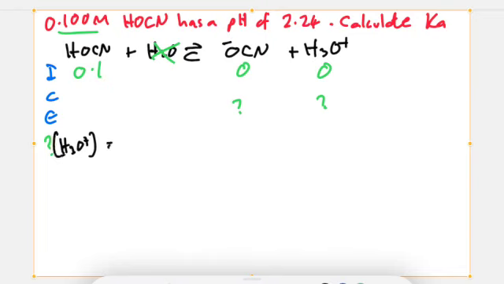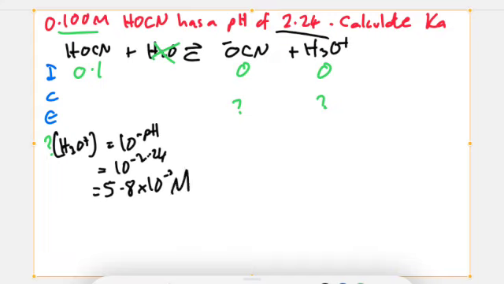So how do we find out the equilibrium concentration of hydroxonium and OCN-, the conjugate base? Well, helpfully it's given me the pH in the question, which is 2.24. So H plus will be inverse log of minus 2.24, which gives me a concentration of 5.8 by 10 to the minus 3. So 0.0058 is the amount of dissociation.